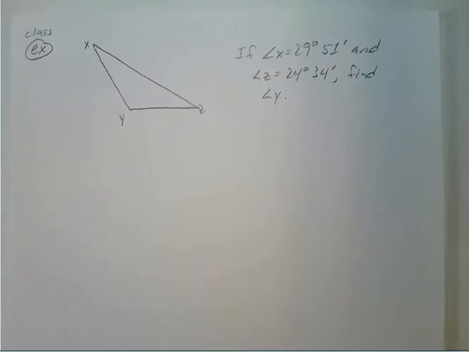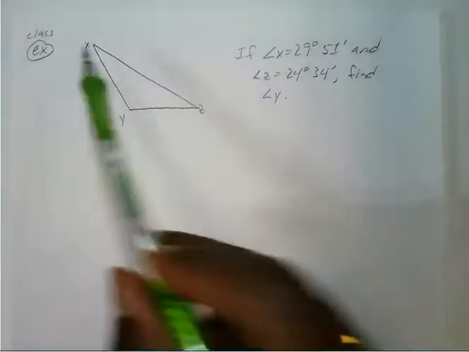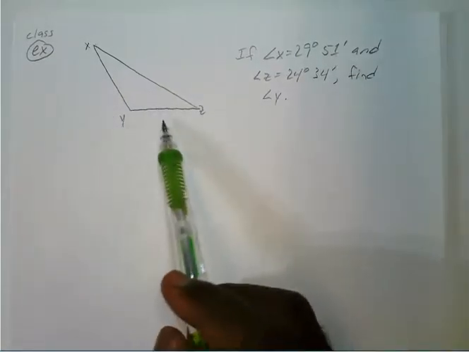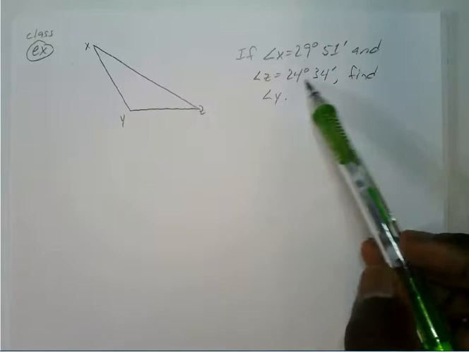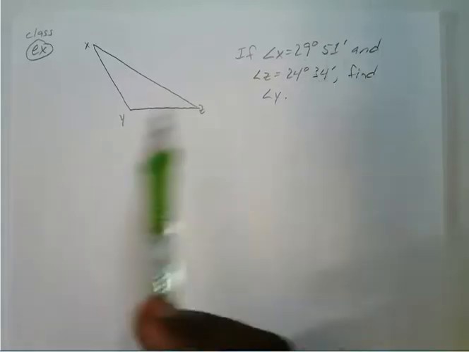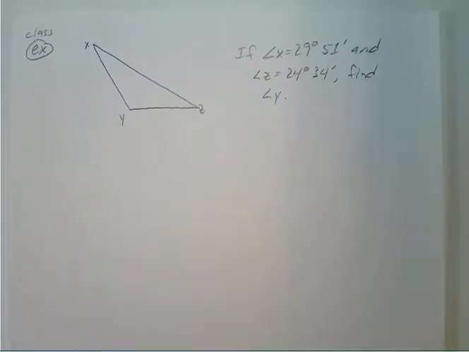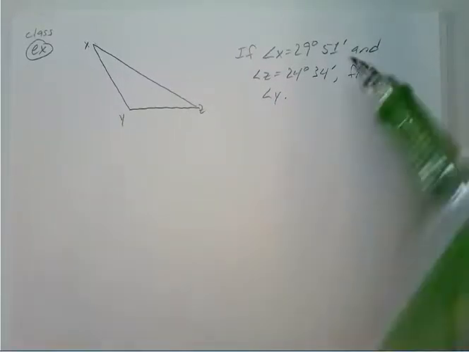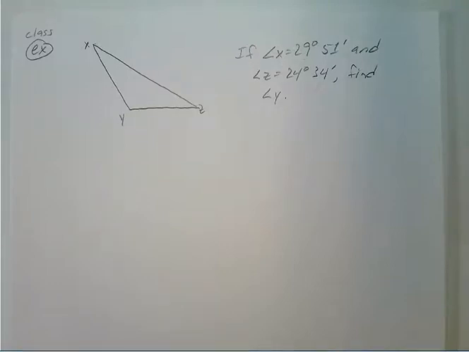Okay, I want you to try this one. So let's say angle X is equal to 29 degrees, 51 minutes, and angle Z is equal to 24 degrees, 34 minutes. I want you to find angle Y. You should remember the degrees and minutes from the first angles video.